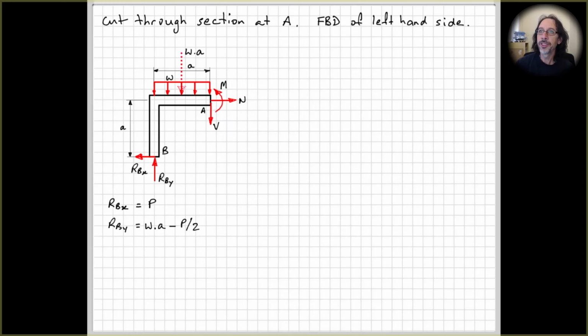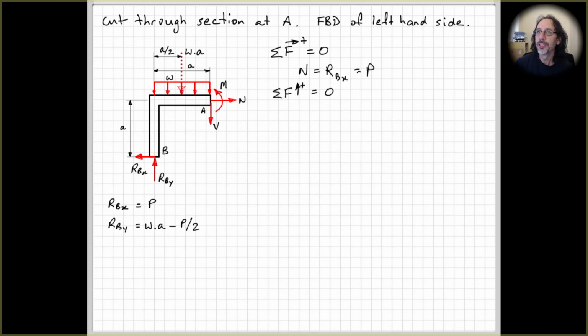All right, so now we go through the same process again. We know we're going to have to deal with the distributed load, so let's find its resultant: W times A, again acting at a distance of A over 2, so at the center of the uniformly distributed load. Sum of the forces in the horizontal direction equals 0. That shouldn't be P, that should be RBX. Well, it ends up being P, but let's just put that in.